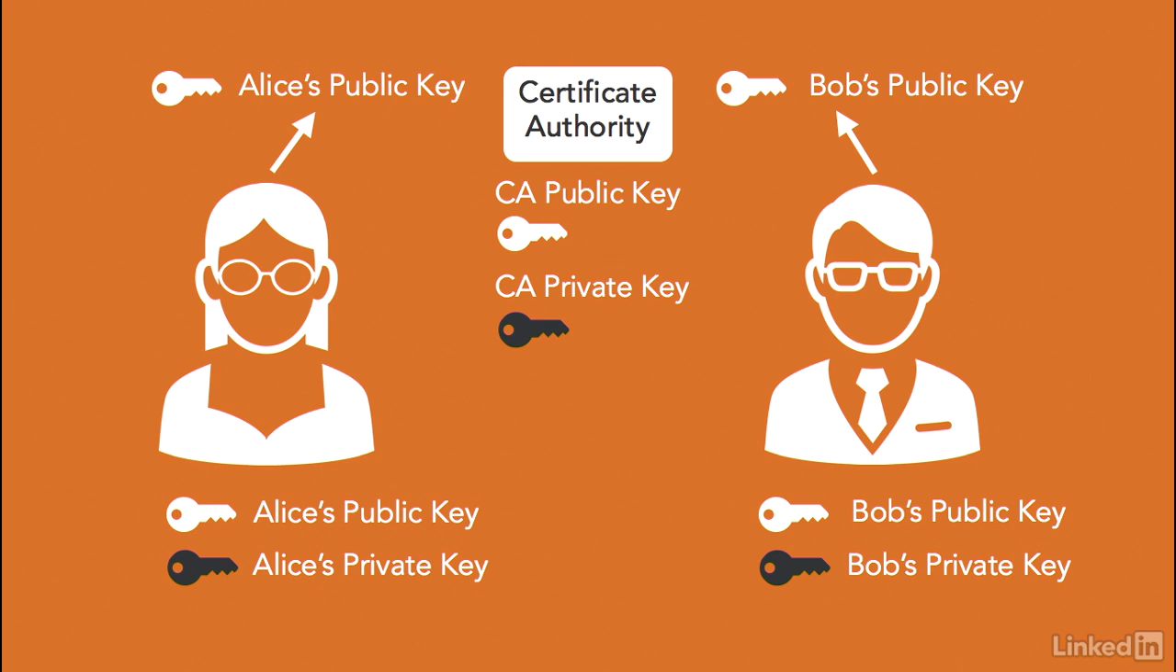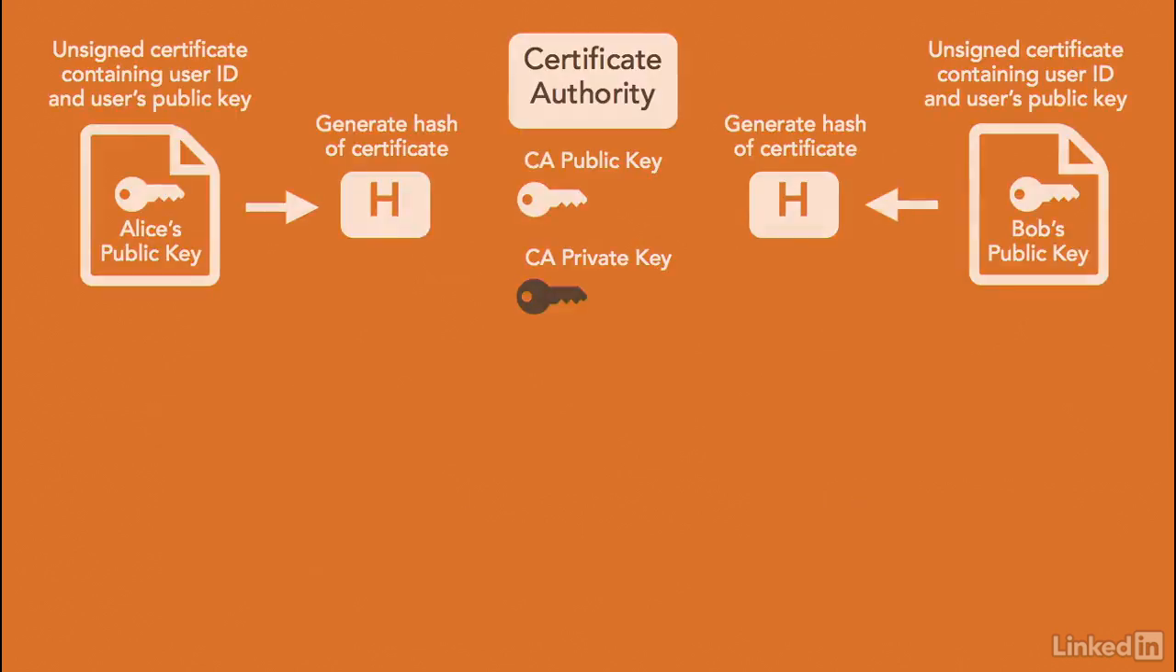Alice and Bob both give their public key to the certificate authority. Now, once the certificate authority has those keys, we're going to create the certificate. On the left and also on the right, you see that we start out with an unsigned certificate. This contains the user ID and the user's public key. On the left, we see that it contains Alice's public key.